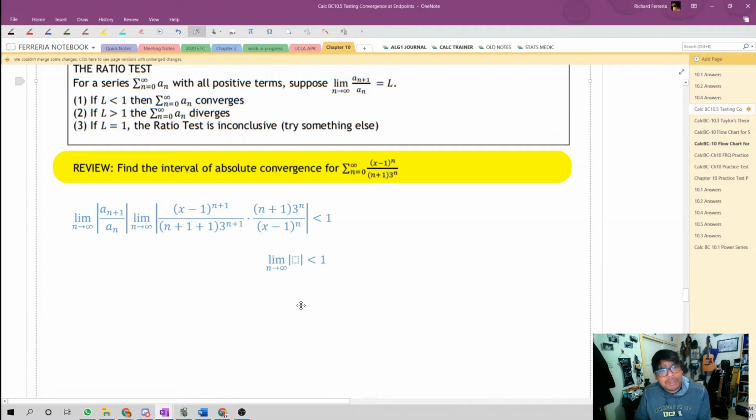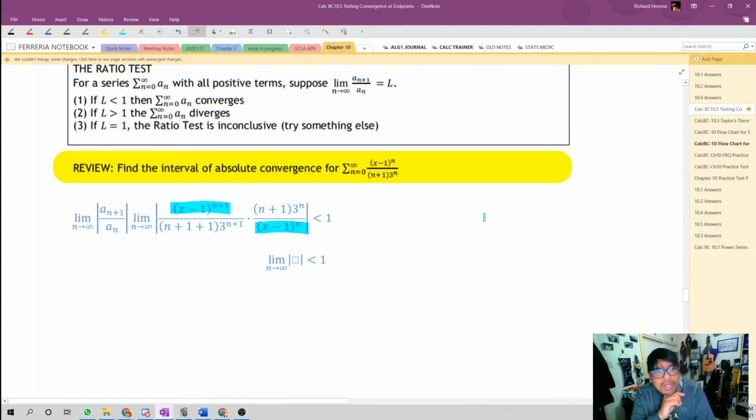Okay, so let's try to simplify each piece separately. The first piece is (x minus 1) to the n plus 1 over (x minus 1) to the n. You'll remember that the (x minus 1) to the nth power is going to cancel out, leaving us with an extra power on the numerator. So I can simplify that to just the absolute value of x minus 1. Since there's no n involved with the absolute value of x minus 1, we can put that on the outside of our limit.